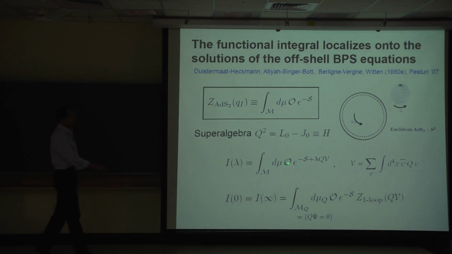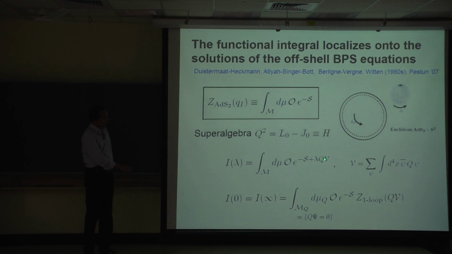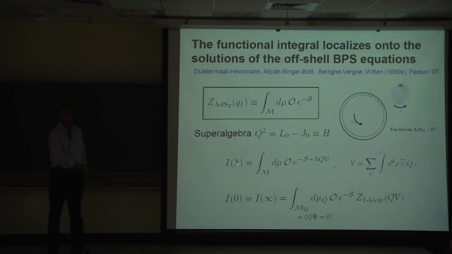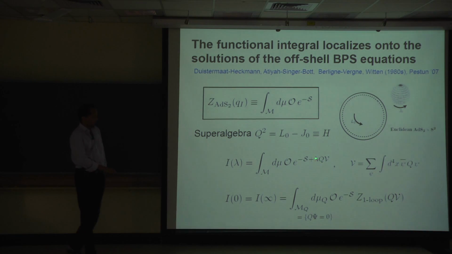So what you do is you deform the integral by a term QV, which I've written here. Lambda is a non-negative number, and what you really want is I of 0, but you can show that this integral is independent of lambda, and therefore I of 0 is equal to I of infinity. But when lambda is very large, then this term dominates, right? In fact, as lambda goes to infinity, you get a semi-classical approximation. So that's really the idea of localization.